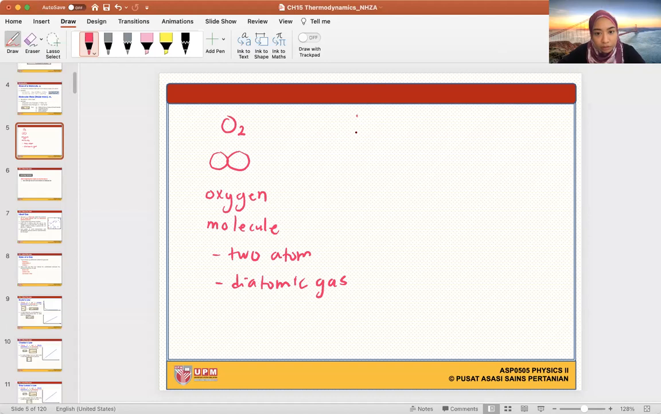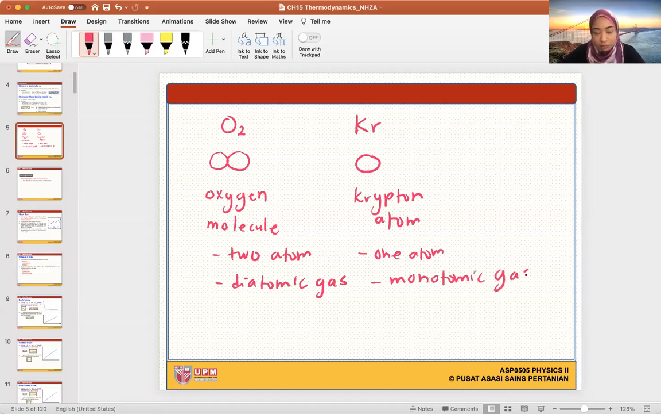For example, kalau krypton, Kr ke? Krypton can exist as a single atom and can make up the gas. So this is also called the krypton molecule or the krypton atom. Okay, so this is just one atom and we call this monatomic gas if it exists in gas form. Okay, so the mass of a krypton, contoh alah kita Google lah.